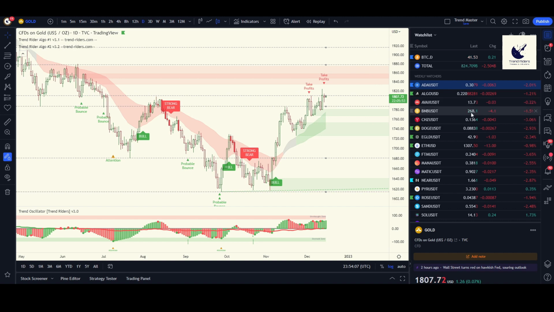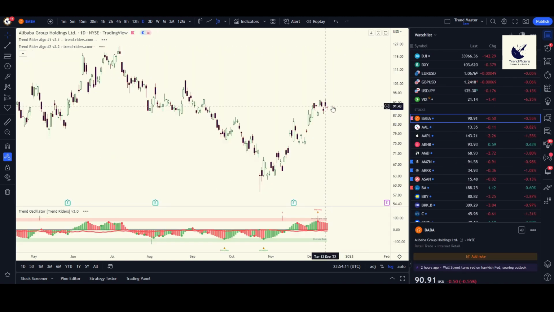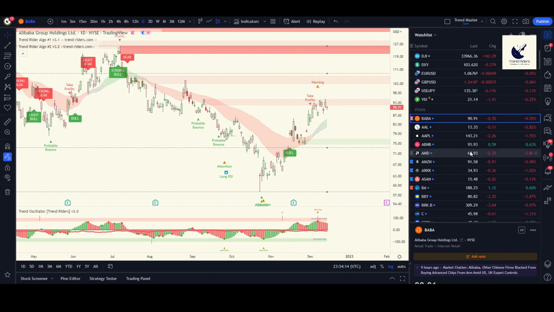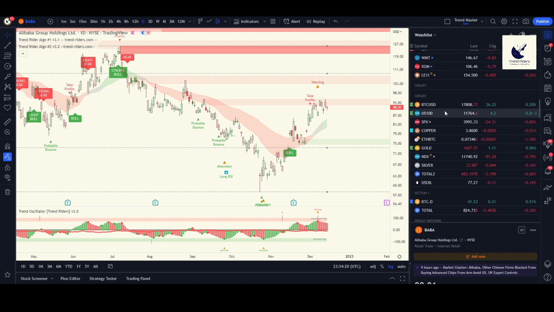So let's go check some of them. Let's go see some stocks, for example. So I start my day checking the stocks. To start the day, I will probably start with Nasdaq.